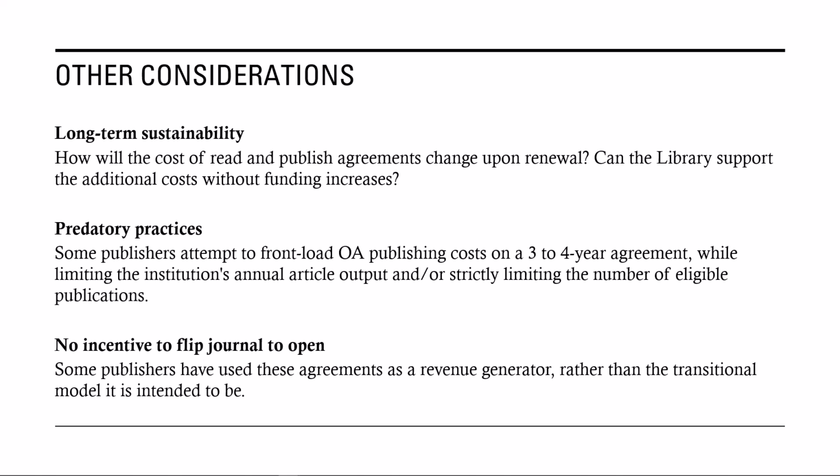Some licenses could be considered predatory when publishers attempt to front-load open access publishing costs on a 3 to 4 year agreement while limiting the institution's annual article output or strictly limiting the number of eligible publications. We have seen publishers who appear to be capitalizing on the trend, looking to add the revenue of a read and publishing license addendum, but with no clear plan to convert journals to open access.